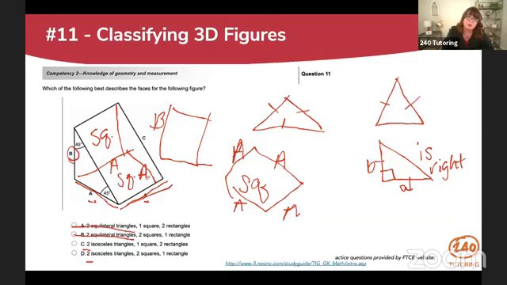Bottom's a square, back piece is a square. So we have two squares and one rectangle. So the correct answer here is D. Now, I talked that out and made it sound really long, but when you reason through all that in your head, it actually goes much faster.